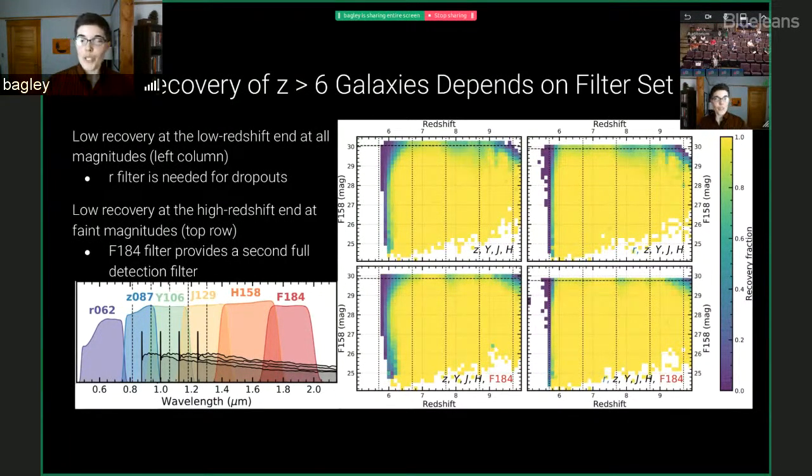So it's not particularly surprising, but this really does demonstrate that the R filter is needed to detect dropout galaxies at redshift 6. We can also see that the recovery is a bit low in the top row at the high redshift end and towards fainter magnitudes. And that's the row that is not using the F184 filter. So once you get out to redshift 9 or 9.5, you really do need that 184 as an additional second detection filter.